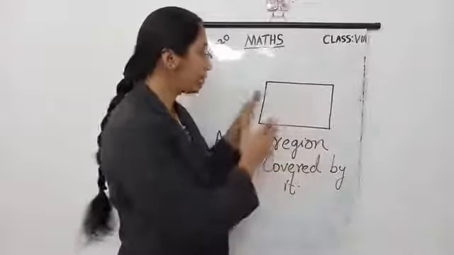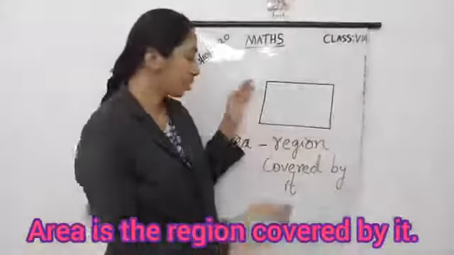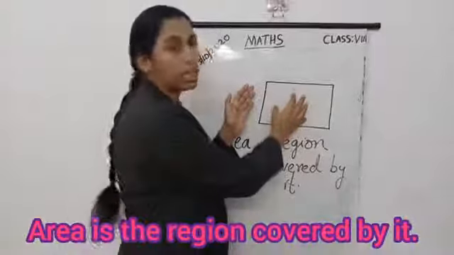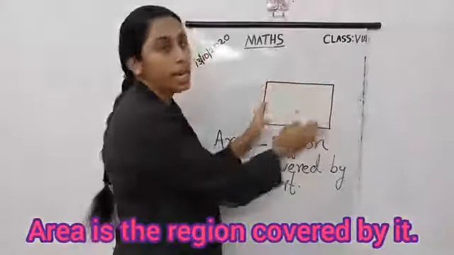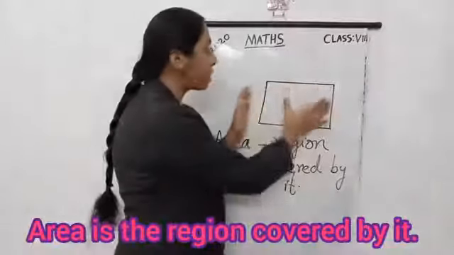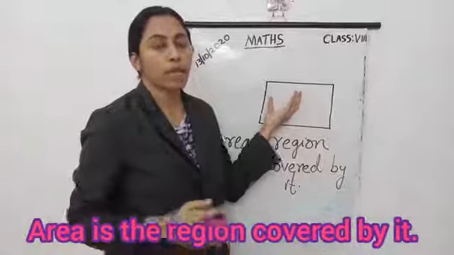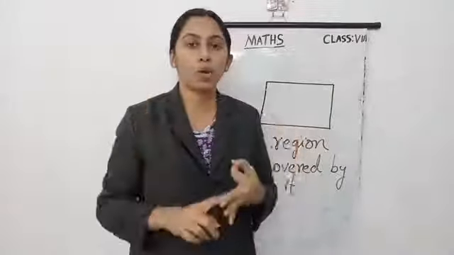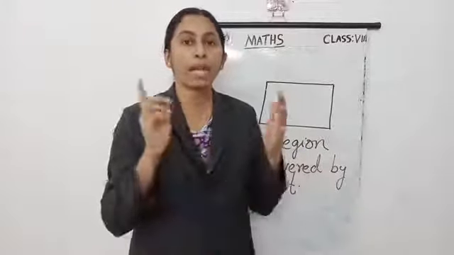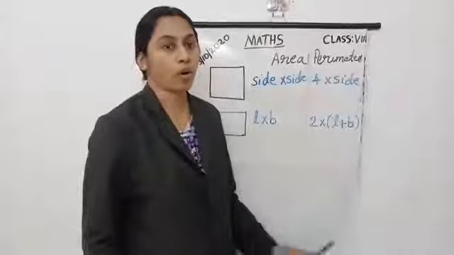So this is a rectangle. The area of this rectangle is the region covered by it. That means the inside portion of this rectangle. The total covered portion of this rectangle is the area. So you already learned the area of triangle, rectangle, square, then parallelogram, then circle. Do you remember? So let's recall.